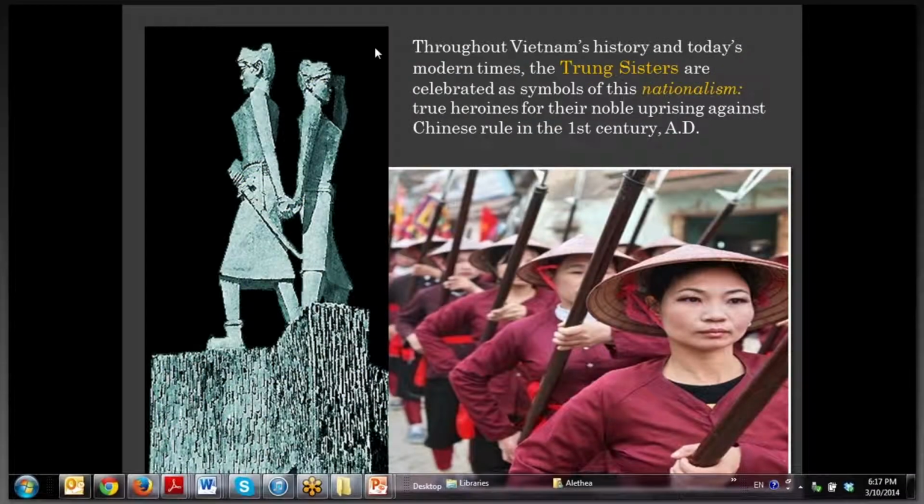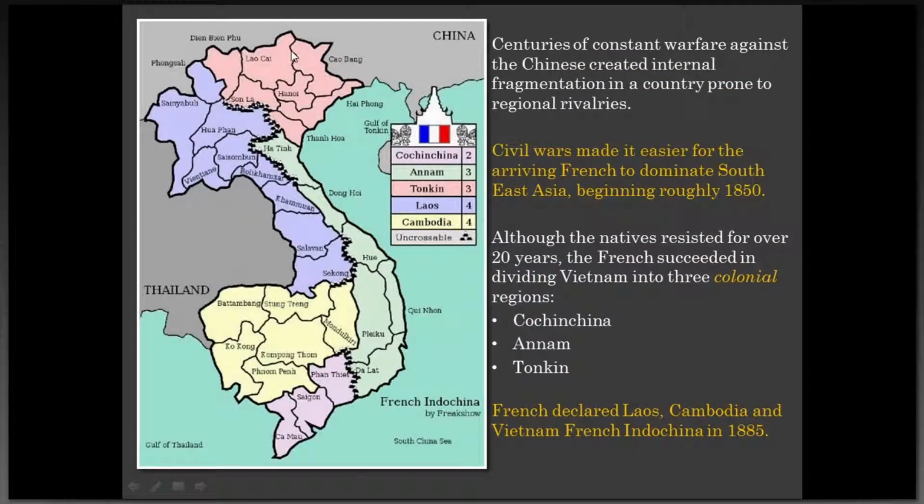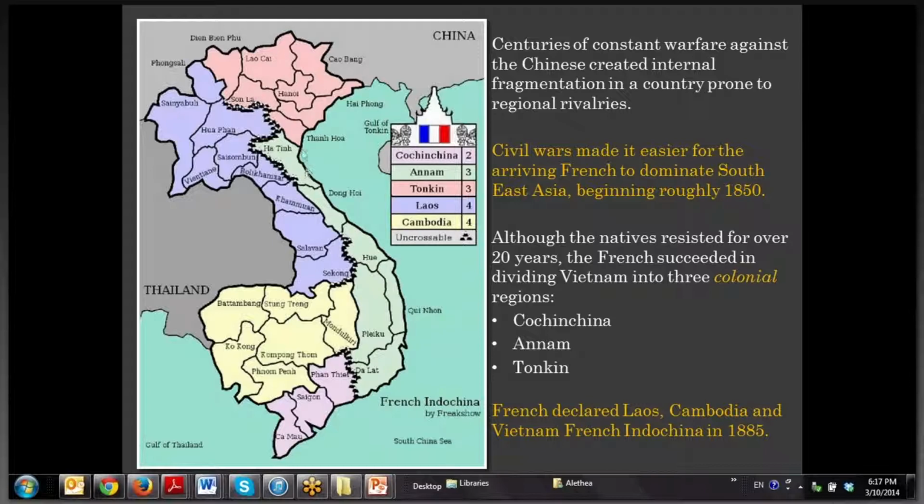You'll see in Vietnam when you visit, there are monuments to the Trung Sisters. This is a symbol of national heroism. It also represents the role of women in the nation's fight against outsiders. Notice also here that you have several distinct regions of Vietnam, right? And so centuries of constant warfare against Chinese created this internal fragmentation in a country prone to regional rivalries.